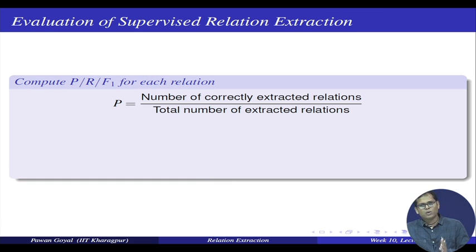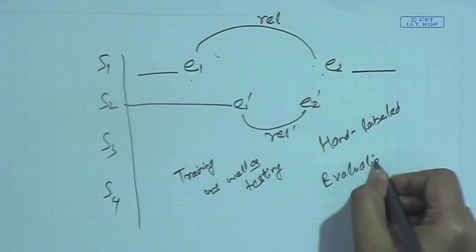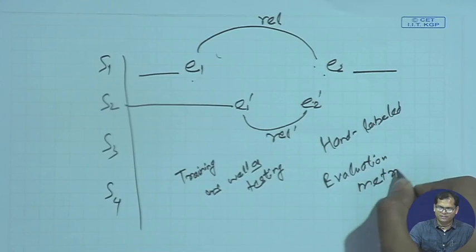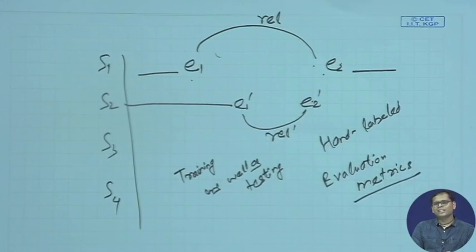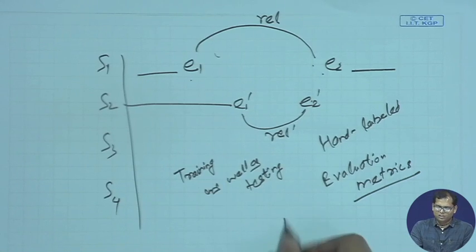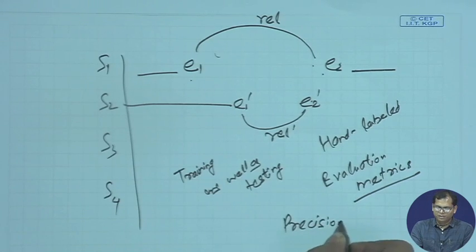Once you have done this, the classifier will tag in this sentence that these two entities are connected by this relation, and so on. Now how do you find out how good your system is performing, and how do you compare it with other systems? For that, we need to talk about the various evaluation measures or evaluation metrics. How do I evaluate it? The standard evaluation metrics are precision, recall, and the F measure.